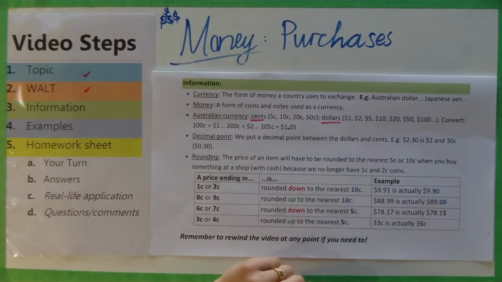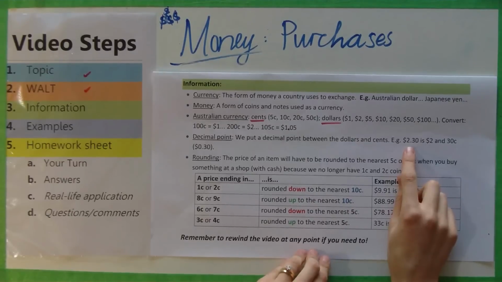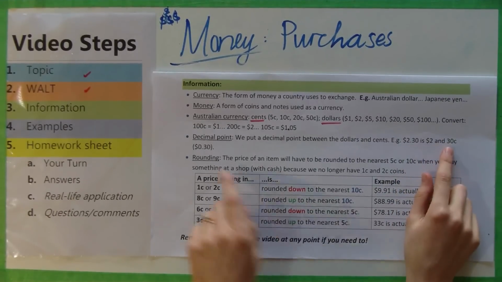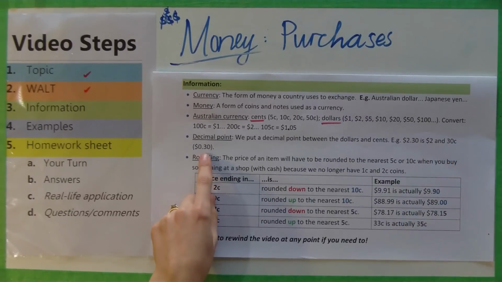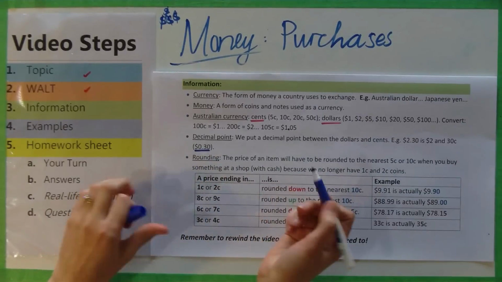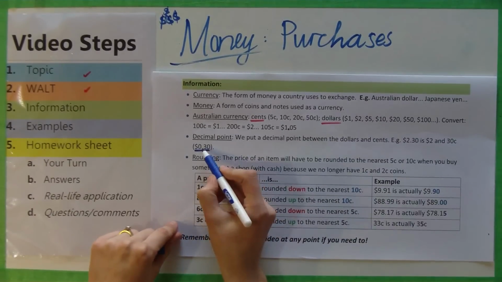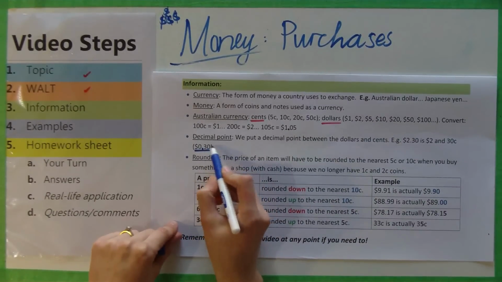We put a decimal point between the dollars and cents. For example, $2.30 is $2.30, and 30 cents can also be written like this. You may see that sometimes at the shops. That just means 30 cents because it's not a whole dollar, it's in the cents area, it's part of a whole.